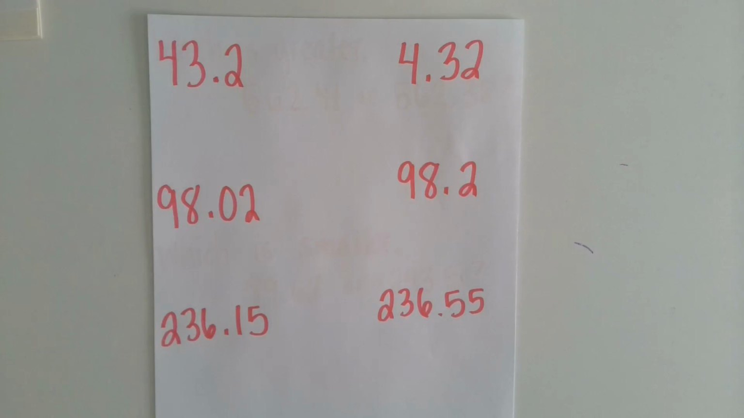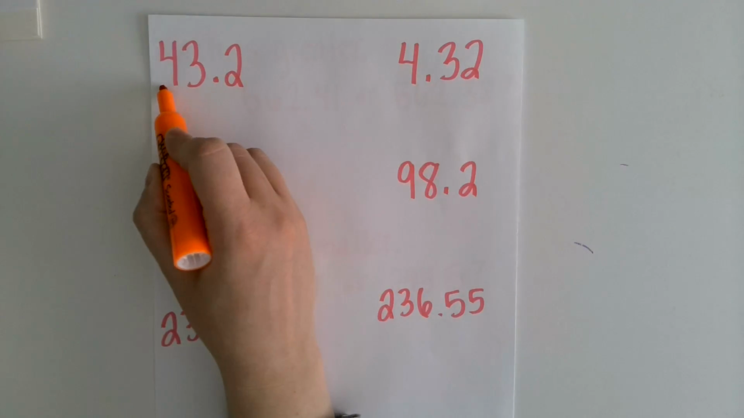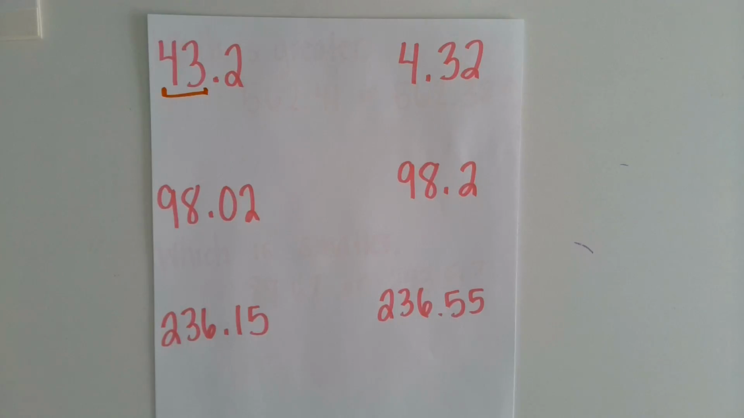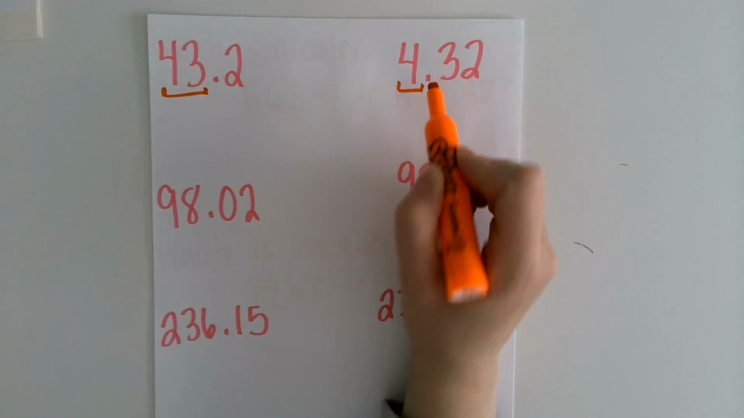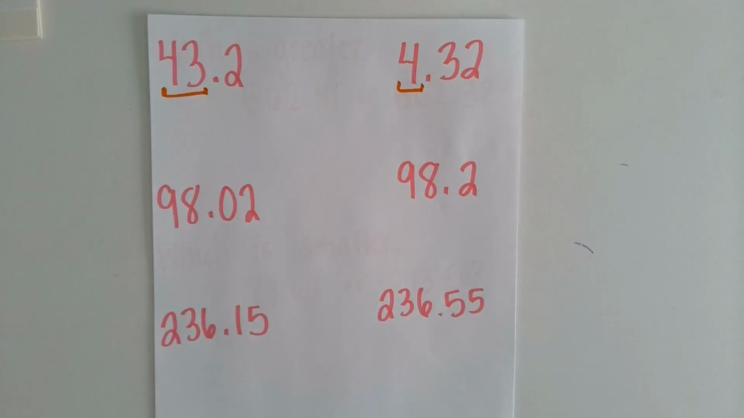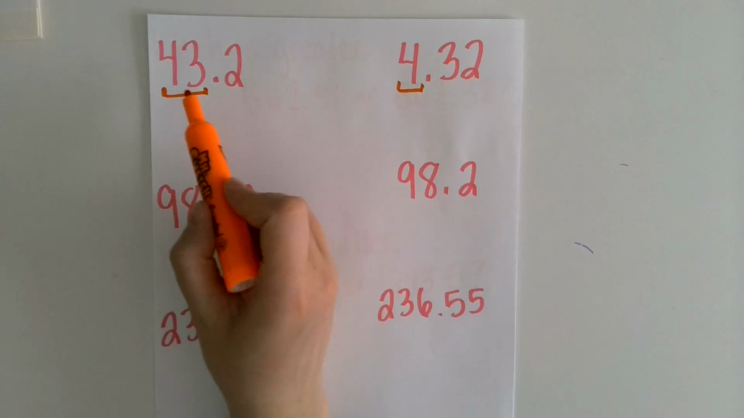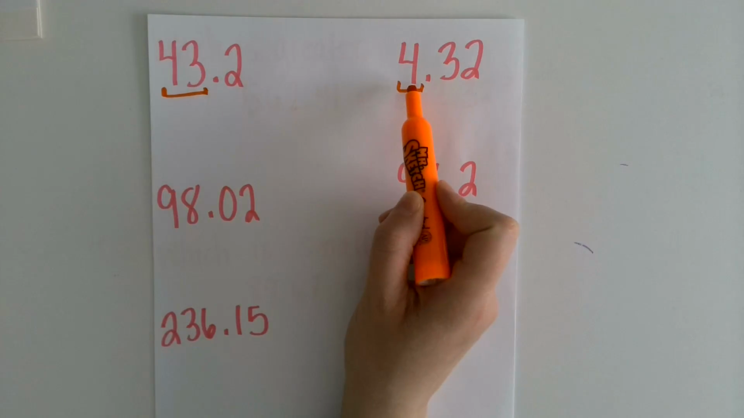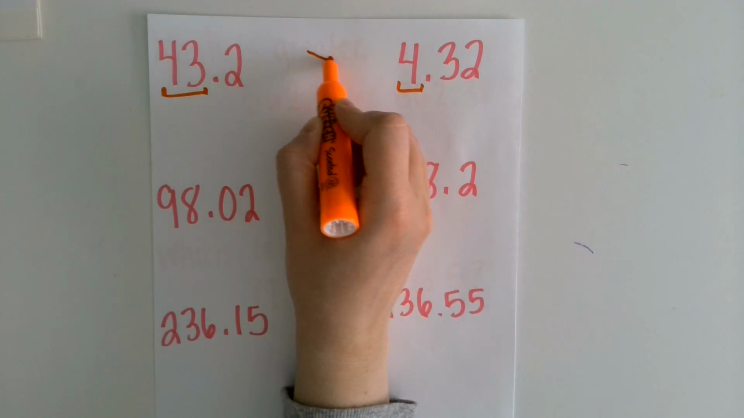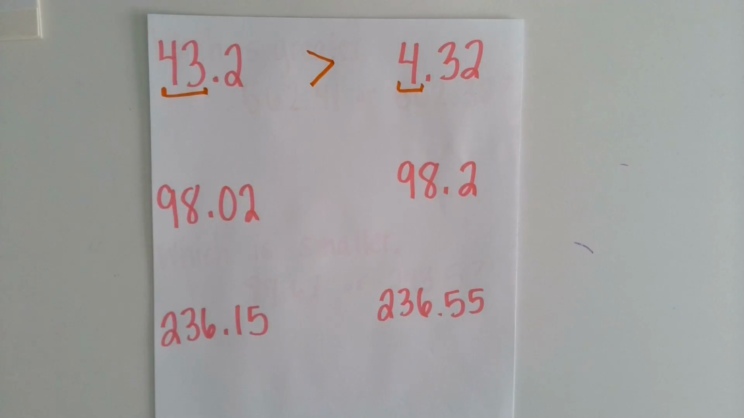So for the first one, we're going to start by looking at what comes before the decimal point. Here I have 43 before the decimal point, and here I have 4. I don't need to go any further than that because I know that 43 wholes is more than 4 wholes. So this is definitely the larger decimal.